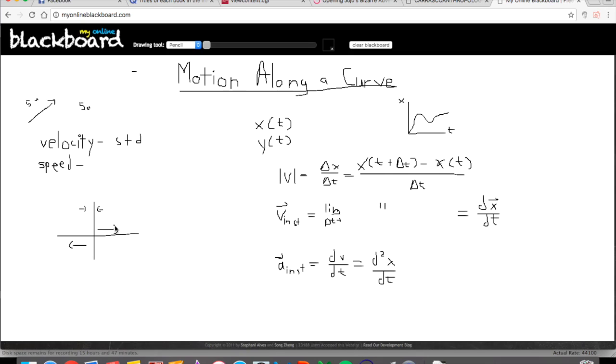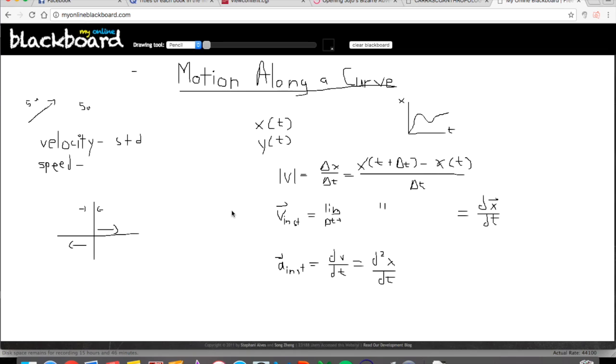And so, what we get here is that speed only increases when velocity and acceleration have the same sign. When they have different signs, the speed will actually be decreasing, even if the velocity is increasing or decreasing.